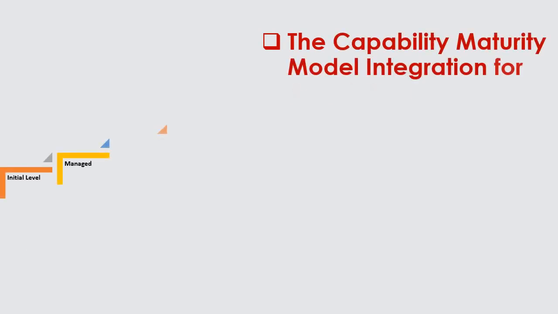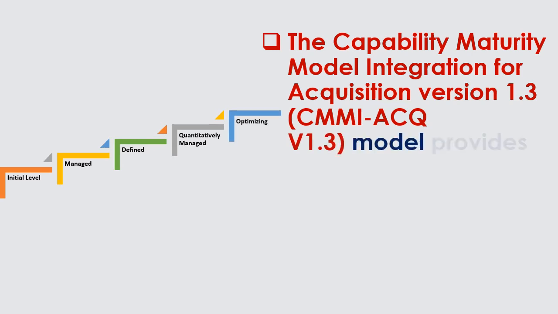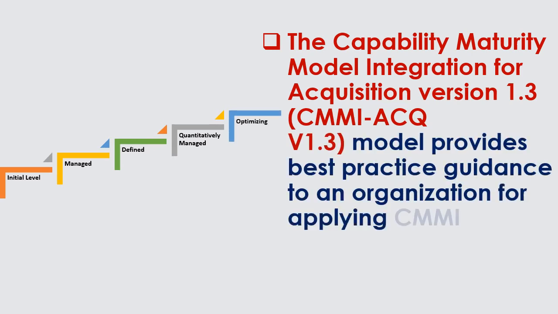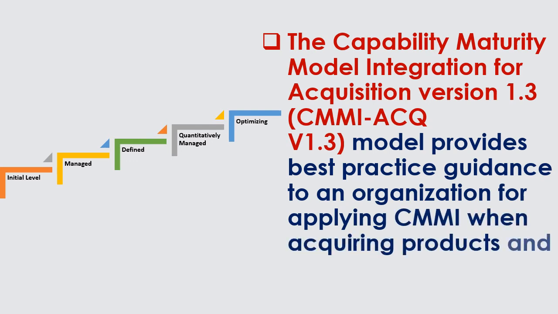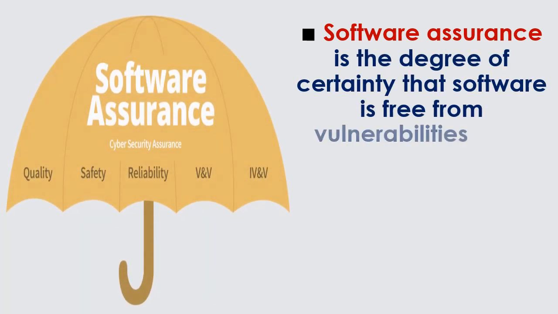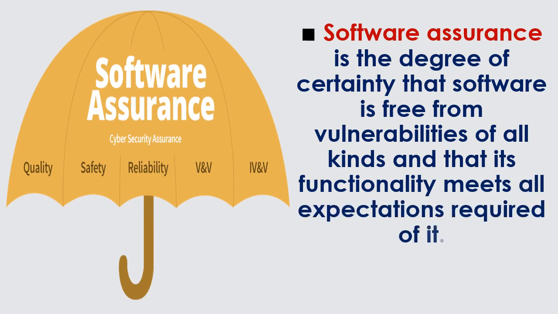The Capability Maturity Model Integration for Acquisition version 1.3, CMMI-ACQ v1.3, model provides best practice guidance to an organization for applying CMMI when acquiring products and services. Software assurance is the degree of certainty that software is free from vulnerabilities of all kinds and that its functionality meets all expectations required of it.